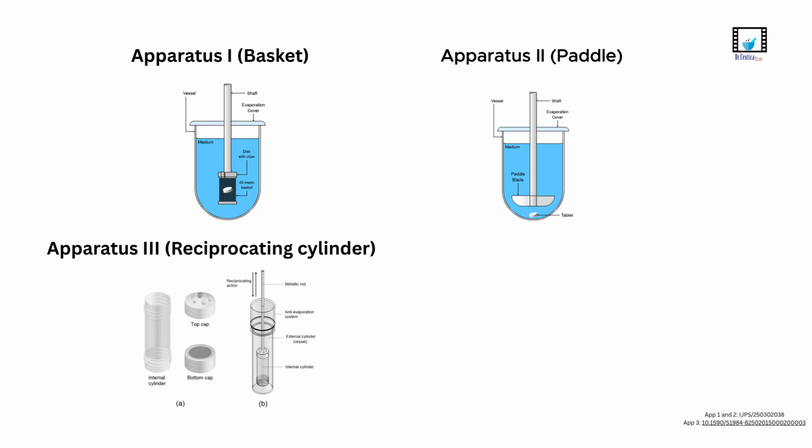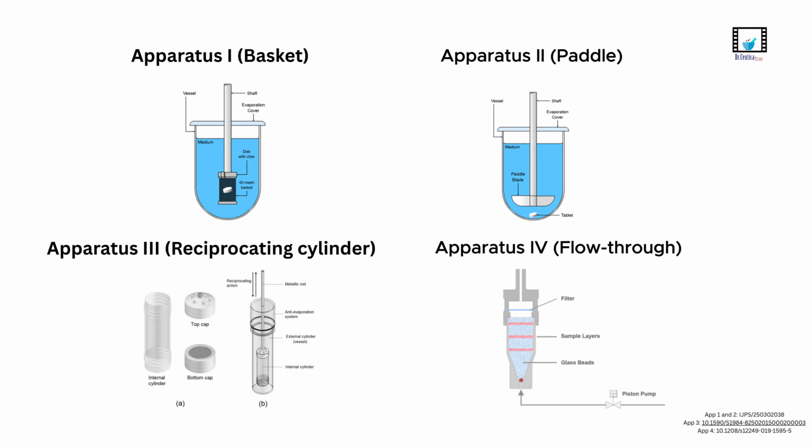The apparatus moves vertically through a series of vessels containing different media, simulating the sequential pH environments of the gastrointestinal tract. Apparatus 4, the flow-through cell, allows continuous flow of dissolution medium through a packed cell containing the dosage form.